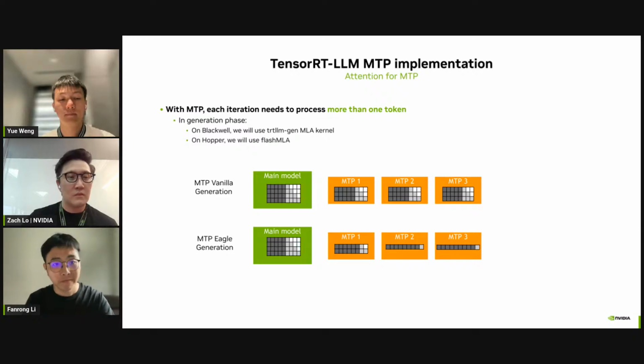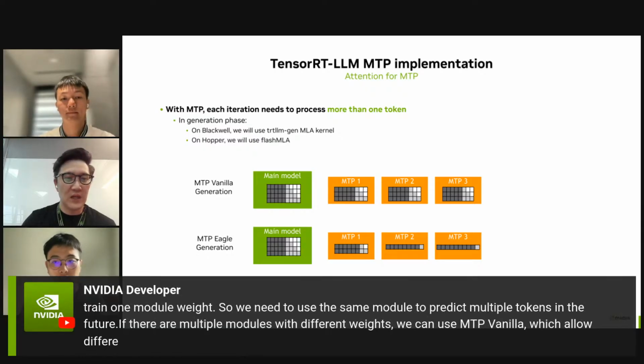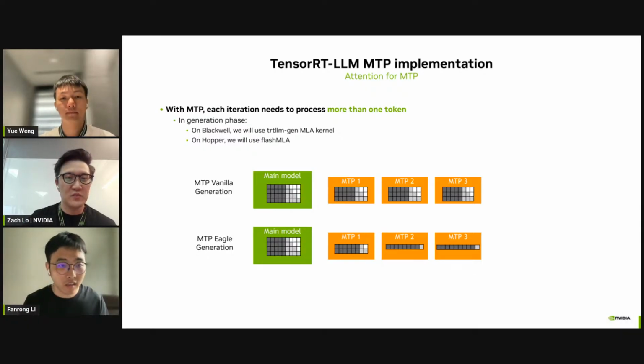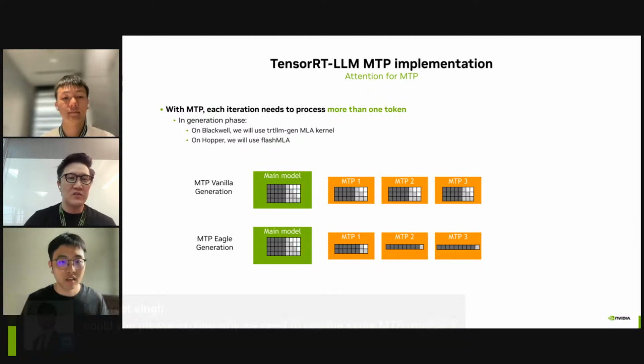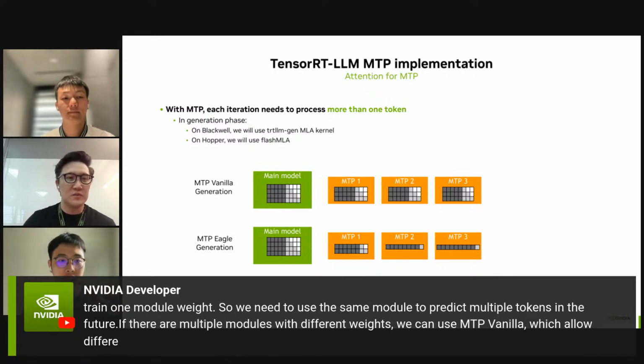Any questions about it? We have a couple of questions. I think you answered them in the chat, but maybe you can answer them aloud. One of them is: can you explain why we need to use the same MTP module?